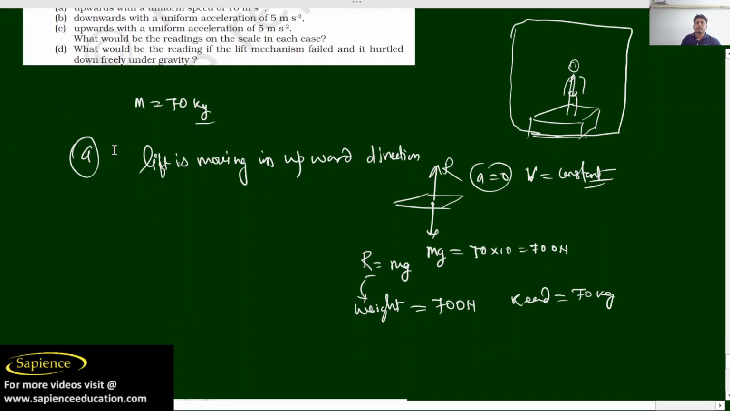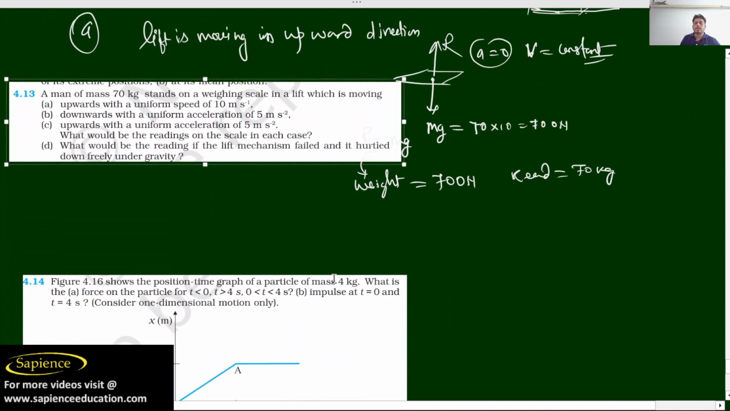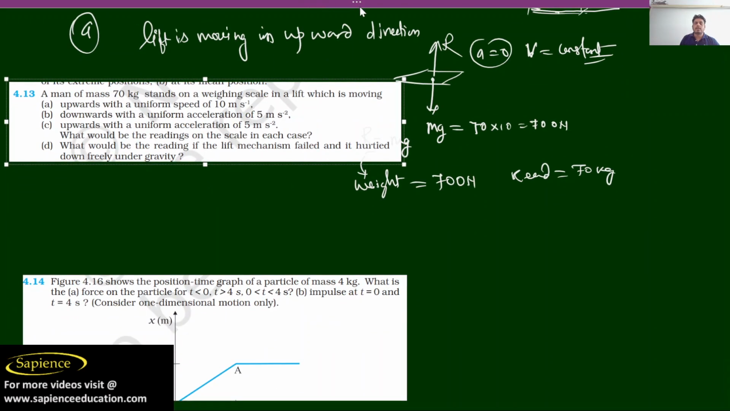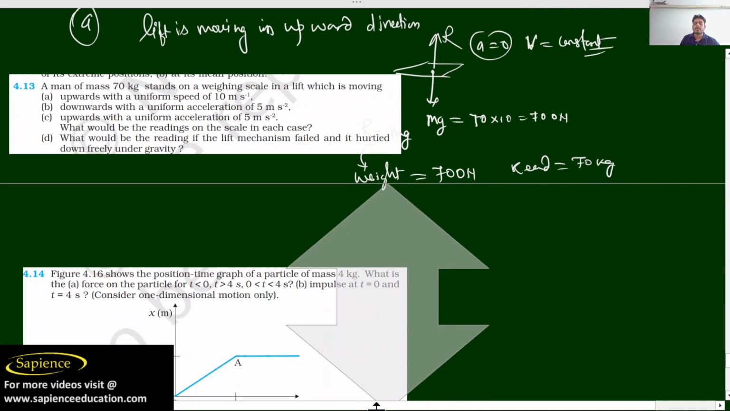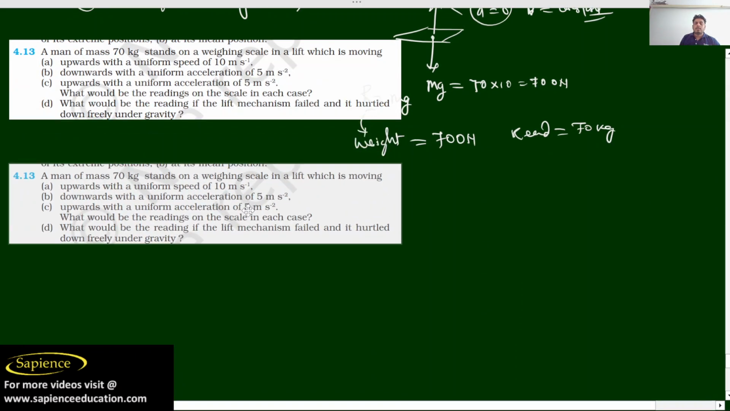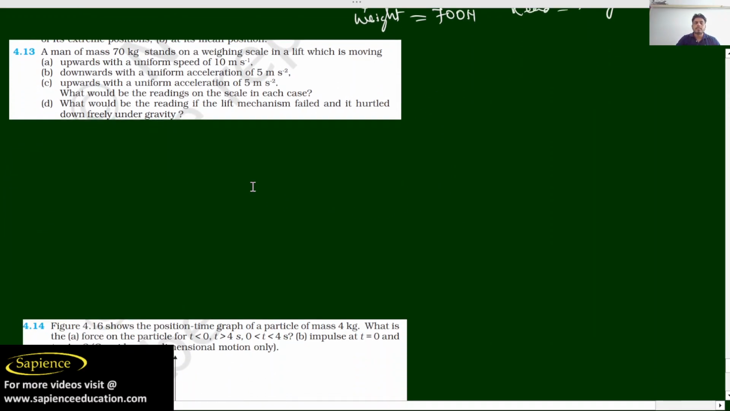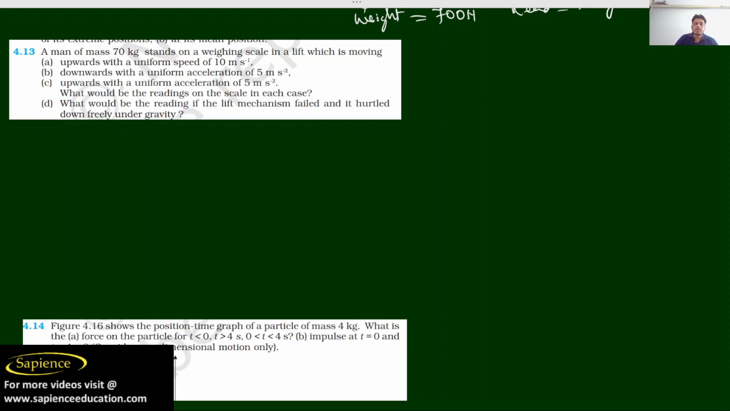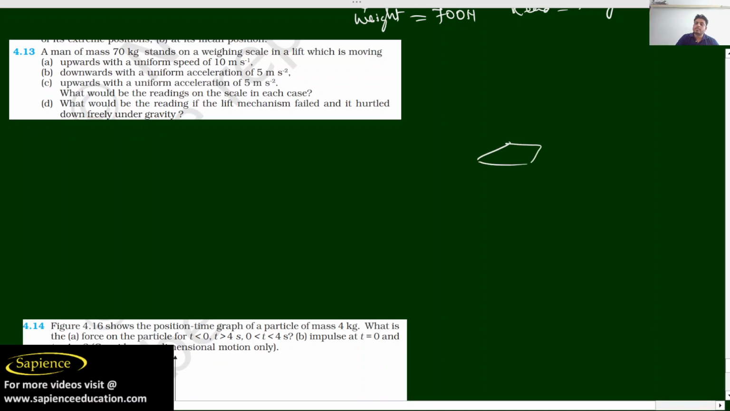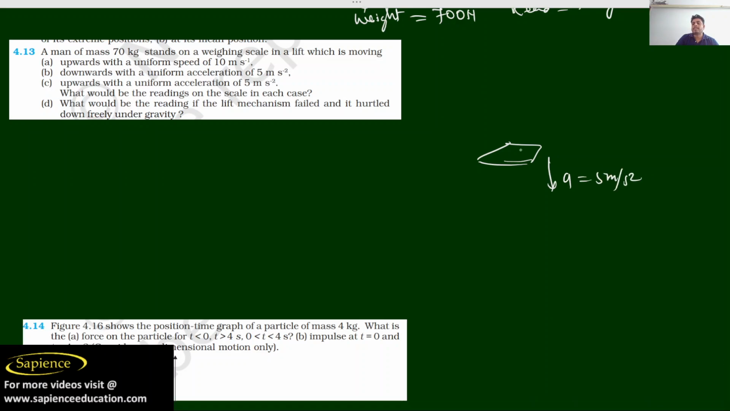Now I will discuss the second case. In the second case, the lift is moving downward with a uniform acceleration of 5 meter per second squared. So the downward force acting here is mg, and the reaction force R is acting upward.